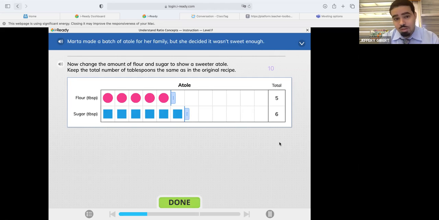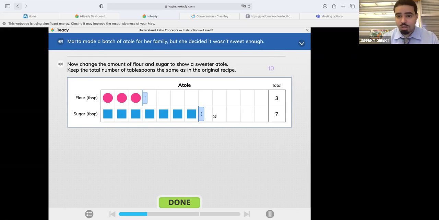Okay. You can keep the sugar at 6, but now we need to adjust the flour. What do we need to change the flour to so that it adds up to 10? 4. 4. Yes, that's correct. So that's an acceptable answer because 4 plus 6 is 10. Another acceptable answer would have been if we did 7 and 3 because they add up to 10.